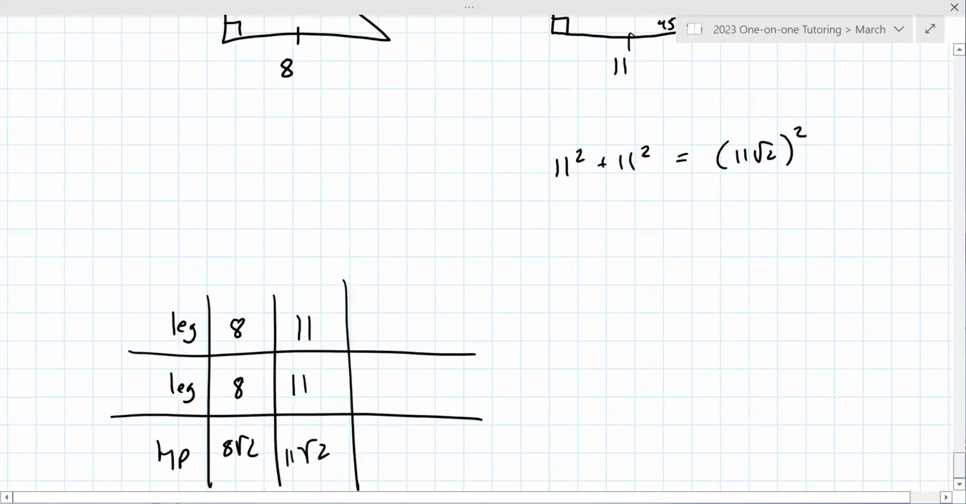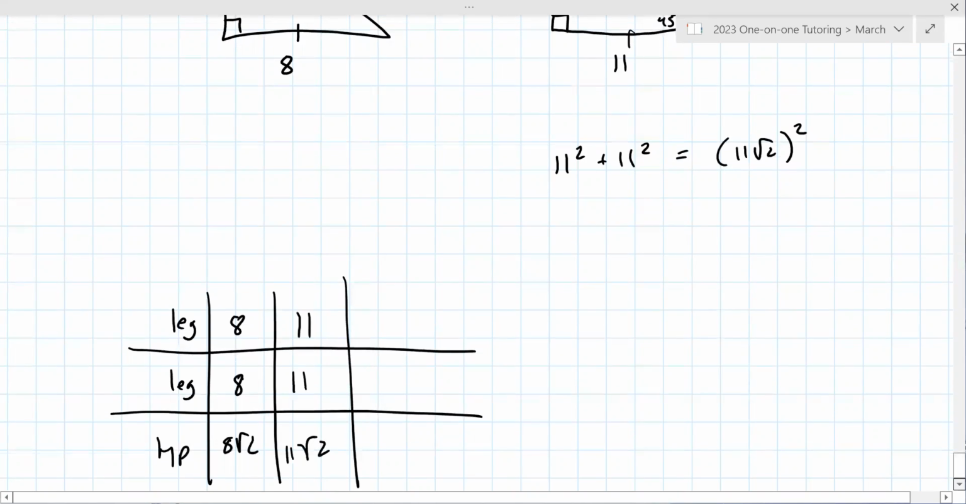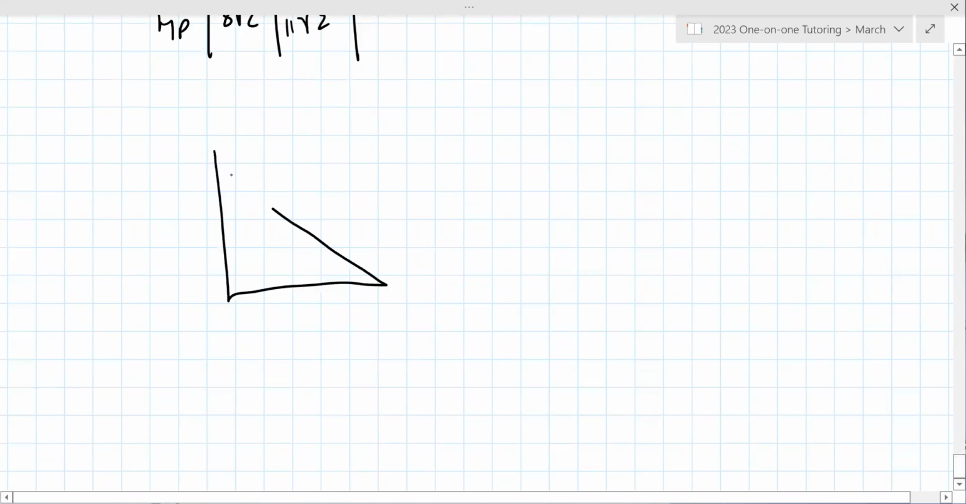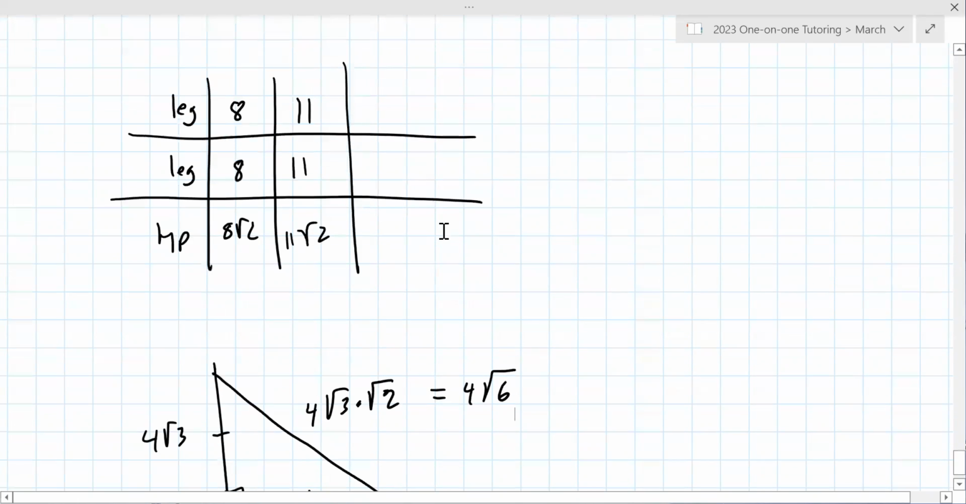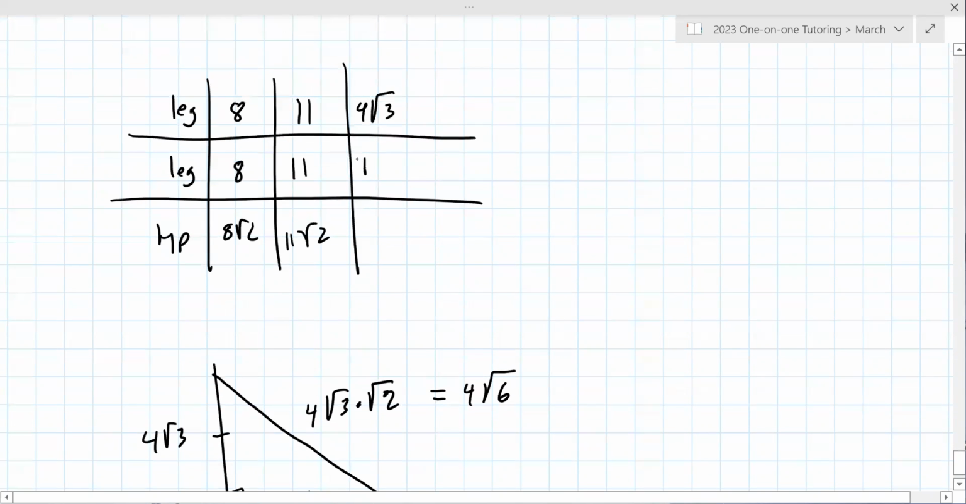But it gets harder. I'll give you another problem here. Let's say the leg is 4 square root 3. What is the other leg? 4 square root 3, and then you have to multiply 4 square root 3 times square root 2, and that's 4 square root of 6. So in terms of your table, again, it'd be 4 square root 3, 4 square root 3, 4 square root 6.